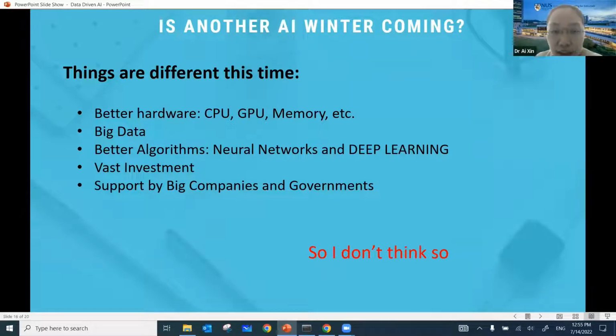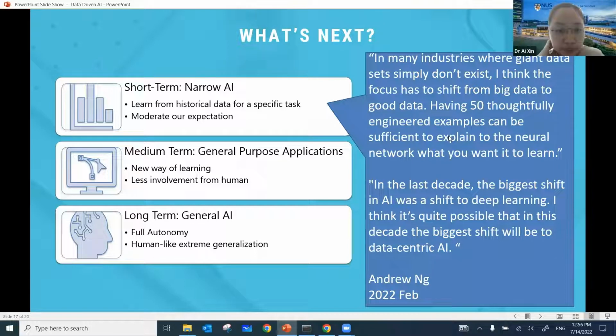So personally, I don't think so, because many things are different this time. We have better hardware, we have big data, better algorithm, and a lot of investment, and government and big companies are all like supporting on this. So I don't think there is another AI winter, but I think we should focus on collaborate the computer expert with the industry domain expert.